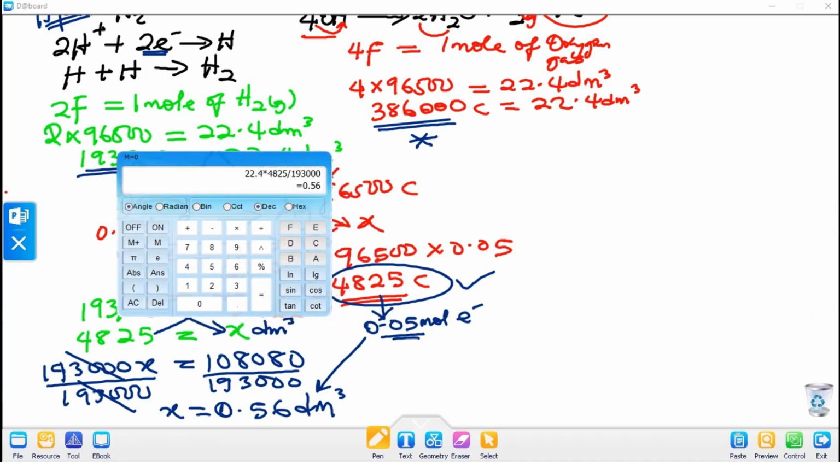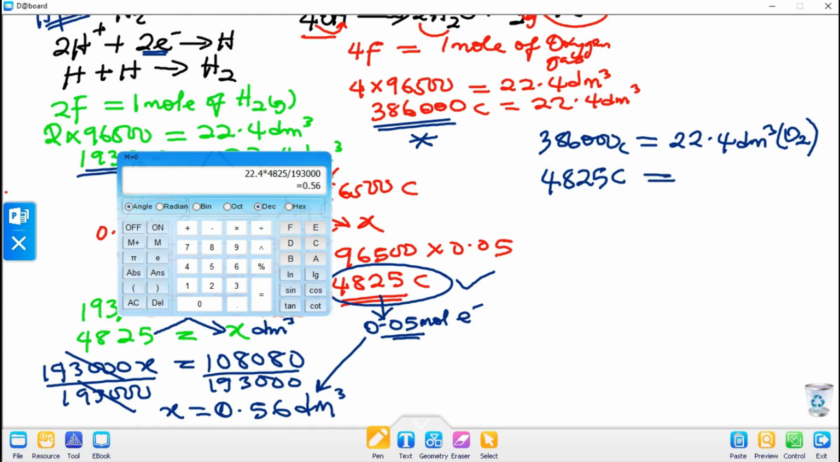So let's relate that now, just as we have done for hydrogen. In the case of oxygen, 386,000 coulombs produced 22.4 dm cube of O2, oxygen gas. So what about 4,825 coulombs? What volume of oxygen will it give? X in dm cube. Because this is the moles of electron that was introduced, we were told. So it is good we get it straight. Let's not get it confused.